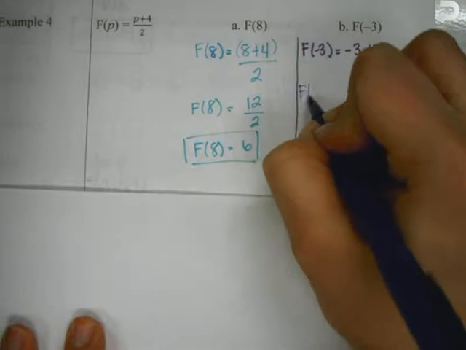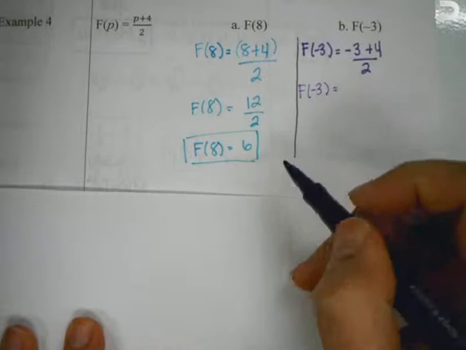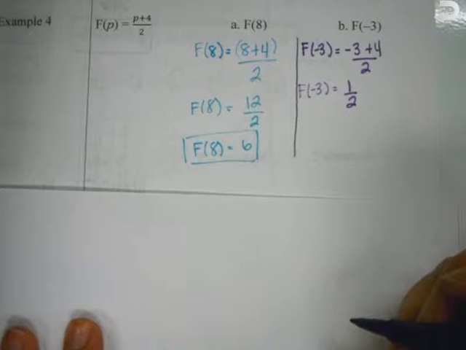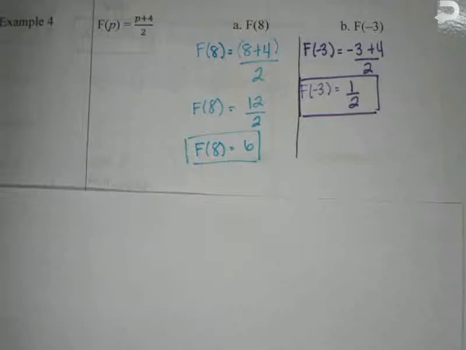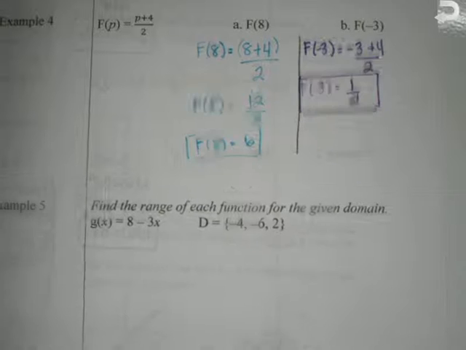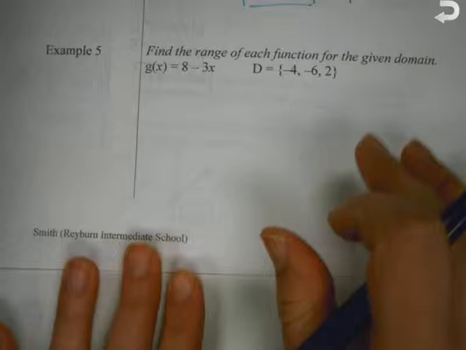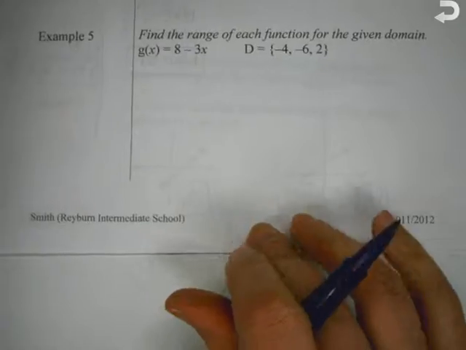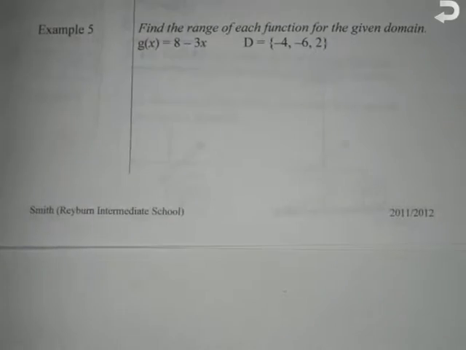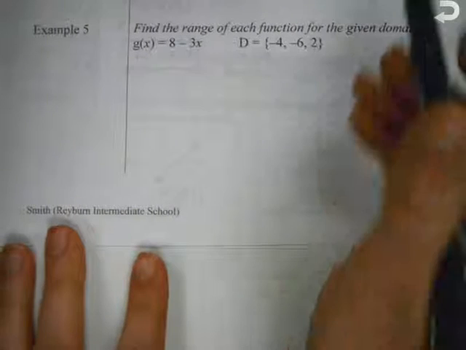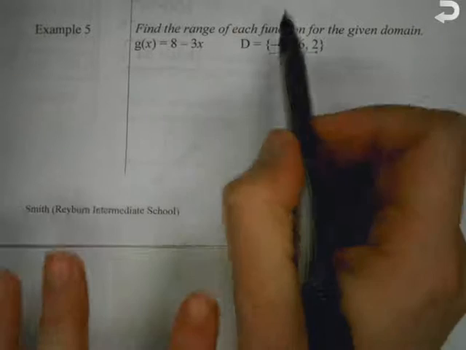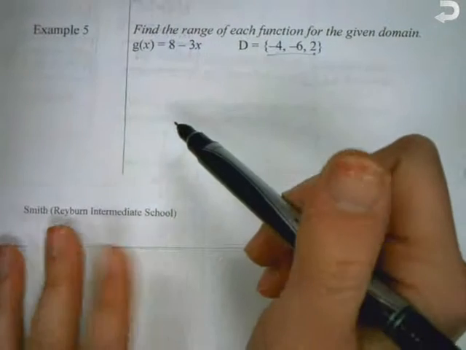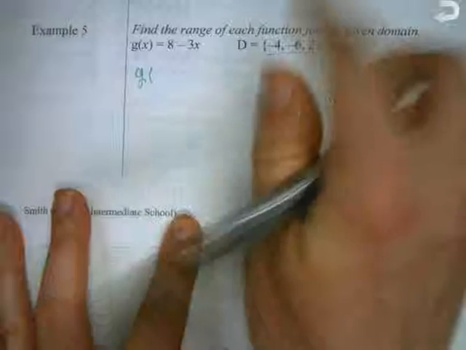Okay, last one, because there are a couple questions on your homework that ask you this, so I just want you to be able to know what they're asking. They ask us to find the range of each function for the given domain. Here's your domain. Domain is which values, x's or y's? X's. So we just plug each of these in 3 times. So we have to find g of negative 4, g of negative 6, and g of 2. We find each of those values.